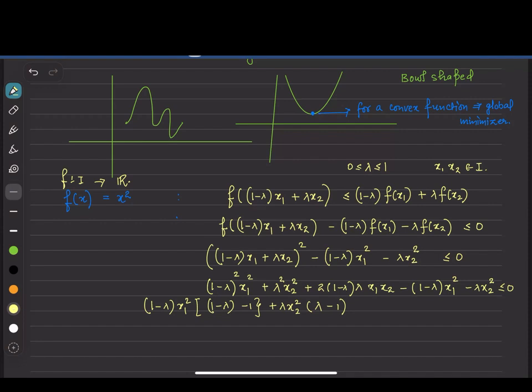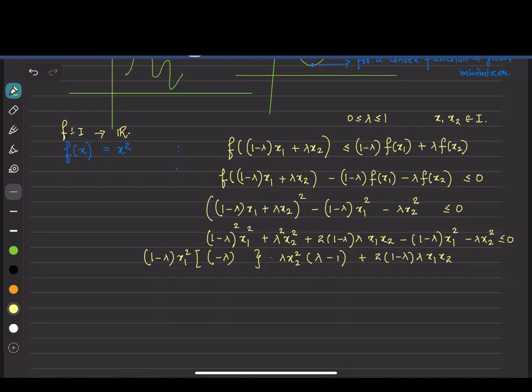Similarly, x2 square and lambda common लेते हैं, तो lambda into x2 square common लिया, यहाँ से बचा lambda minus 1, plus 2 times (1 minus lambda) into lambda x1 into x2. तो यहाँ से ये कैंसिल, यहाँ से lambda minus 1 बचा. What is left is we have to take this common, तो ये हो जाएगा 1 minus lambda.